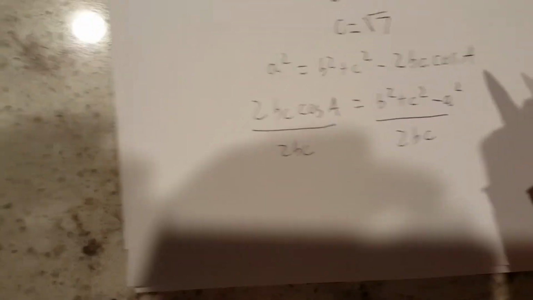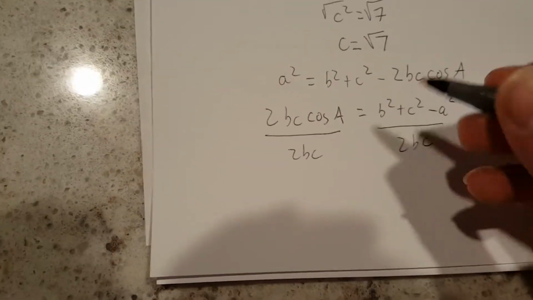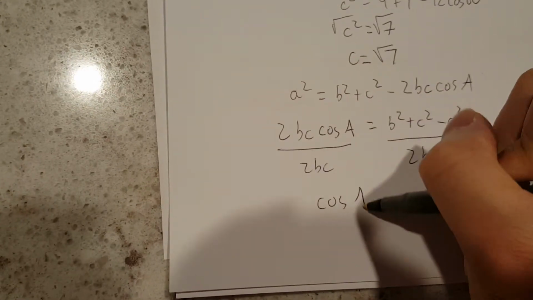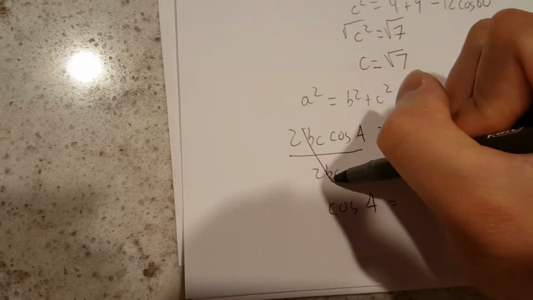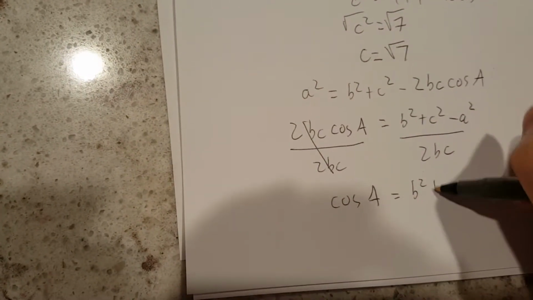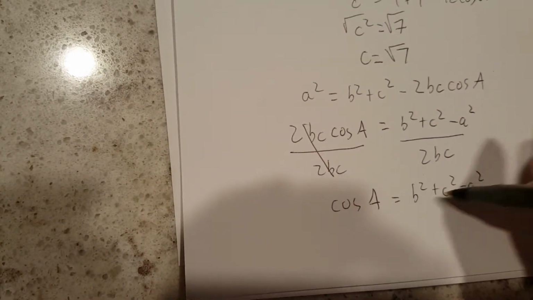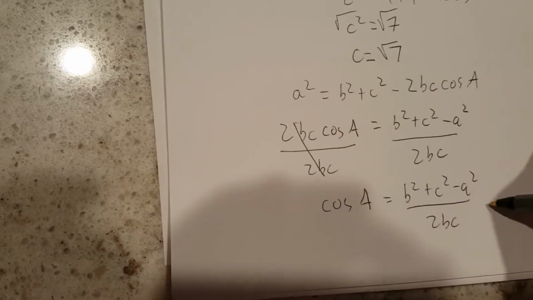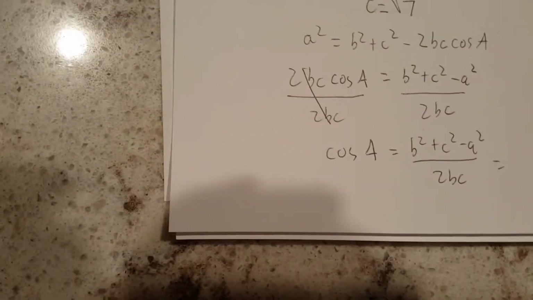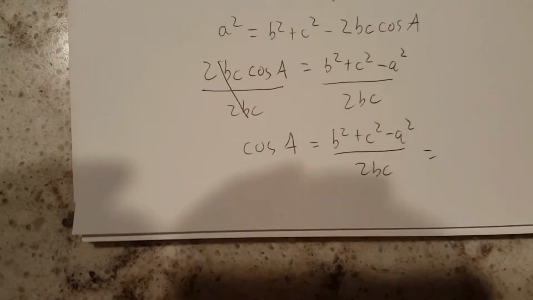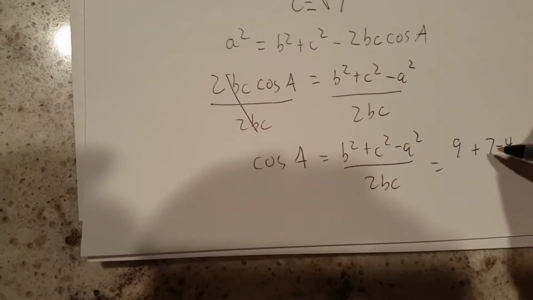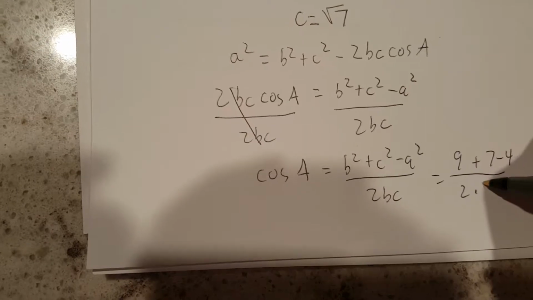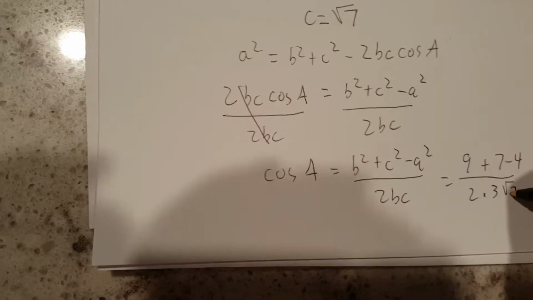And so cosine A, sorry for the shadows, cosine A is equal to b squared plus c squared minus a squared over 2bc. And so this is 9 plus 7 minus 4 over 2 times 3 root 7.